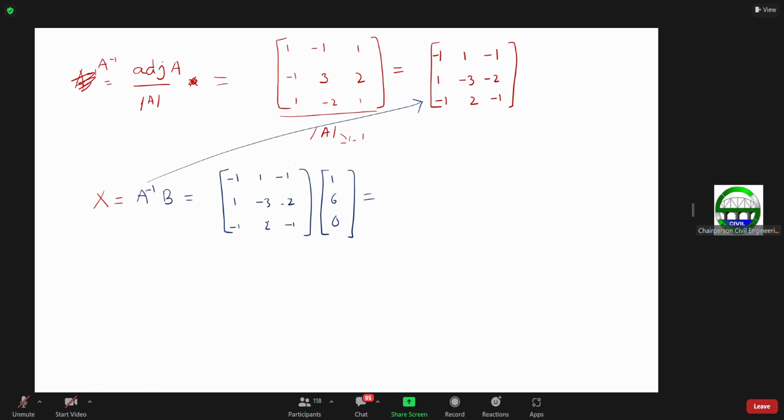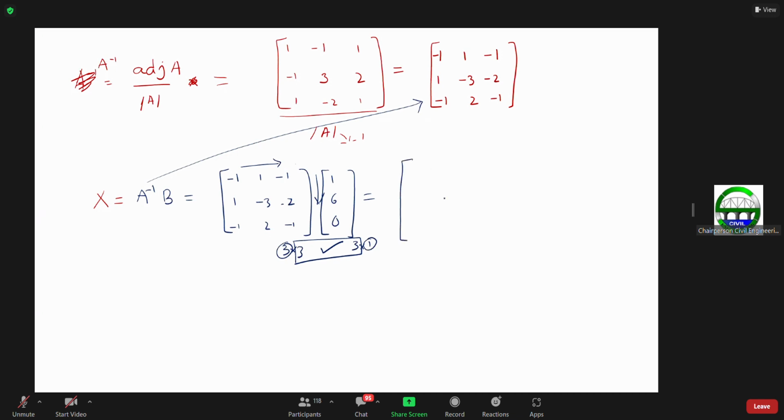So you know the rule of multiplication. First of all, we have to see the order of this matrix. This is 3 by 3 and this is 3 by 1. So the columns of the first matrix are equal to the rows of the second matrix, so we can multiply it. The answer will be 3 rows and 1 column.